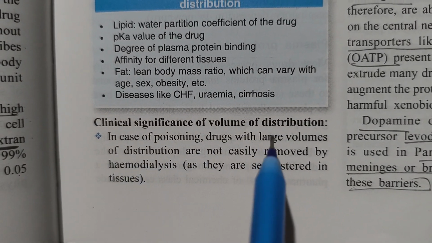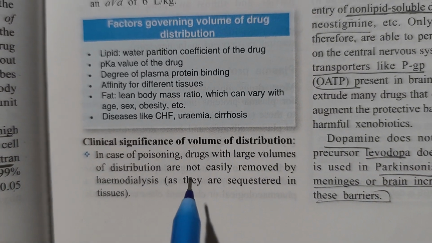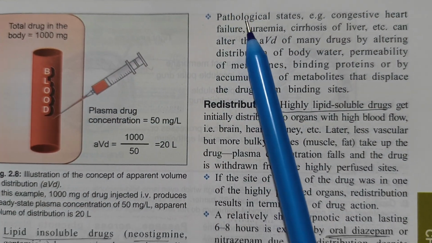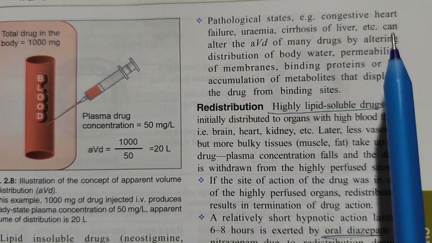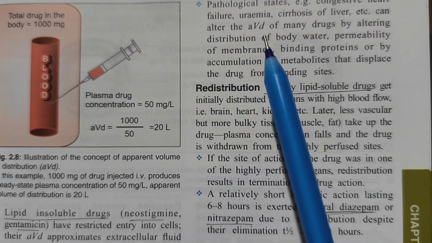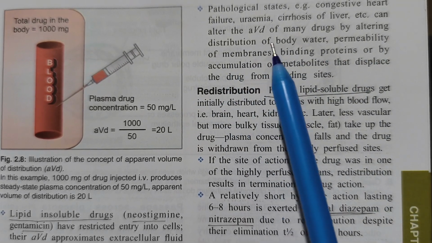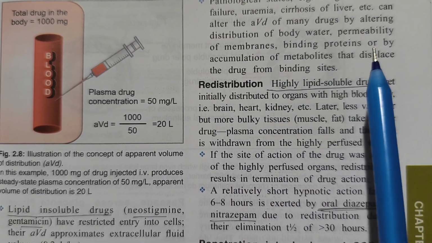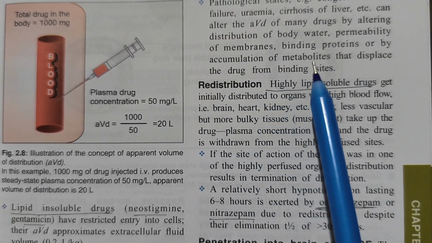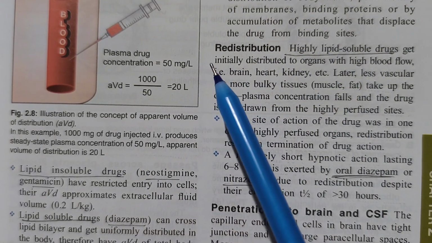In case of poisoning, drugs with large volume of distribution are not easily removed by hemodialysis as they are sequestered in the tissues. Pathological states, for example, congestive heart failure, uremia, cirrhosis of liver, etc., can alter the apparent volume of distribution of many drugs by altering the distribution of body water, permeability of membrane, binding protein, or by accumulation of metabolites that displace the drug from binding sites.